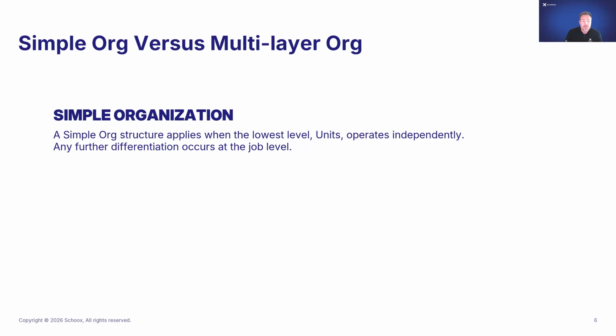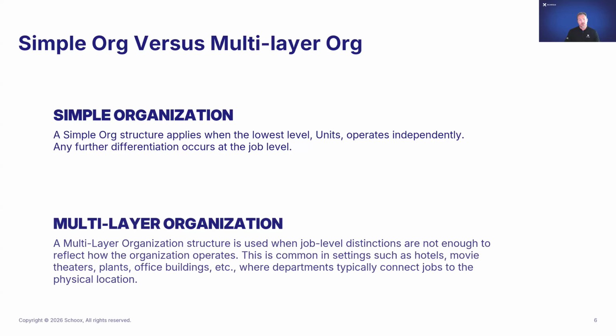A multi-layer organization is where we stack that up, something like a hotel, a movie theater, a plant, an office building. If you think about anything, a hotel has departments. That's how they support it. And the jobs then filter into those departments.